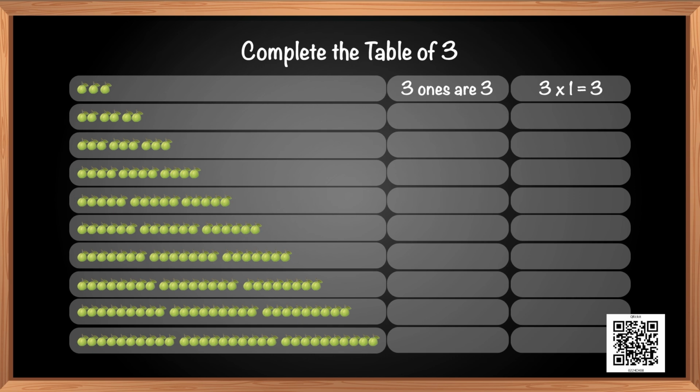In the second one, we have 2 guavas in each group. So, 3 twos are 6. Excellent. So, 3 multiplied by 2 is equal to 6. Now, it's your turn to complete the table till 10. Do it.